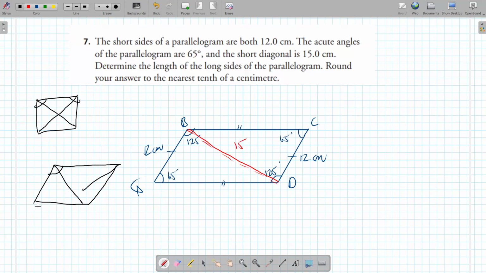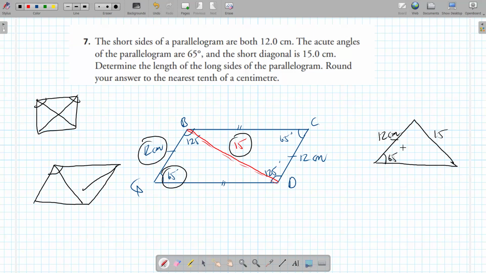Actually, we know this side. We know this side. We know this side. Let's double check, actually. So I'm going to redraw this. Shouldn't take too long. If you're unsure, you can always double check. We know that's 12. We know that's 15. We know this is 65. The question is, what's this?